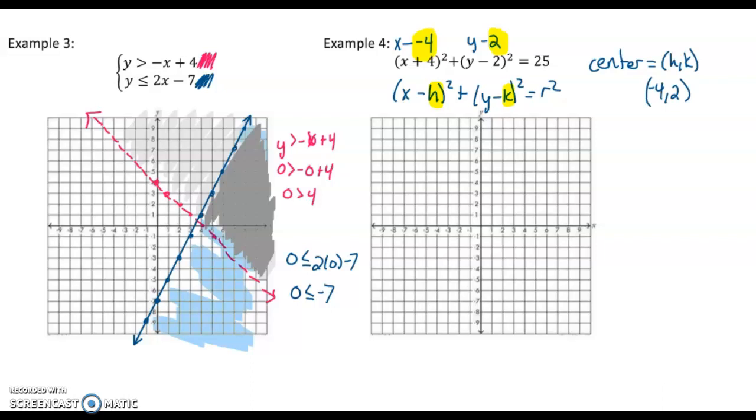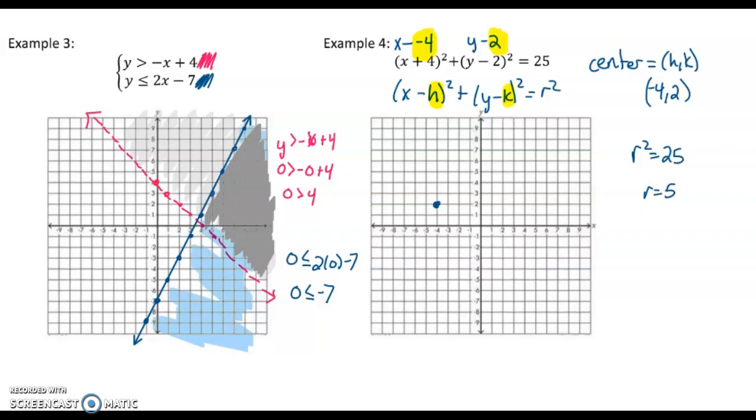But honestly, what I think of in my head is that I just do the opposite symbols. And that's because of the standard form being x minus the h value. That's what makes it be the opposite. Now, the radius squared is 25. So then if you square root it, that means the radius is 5.